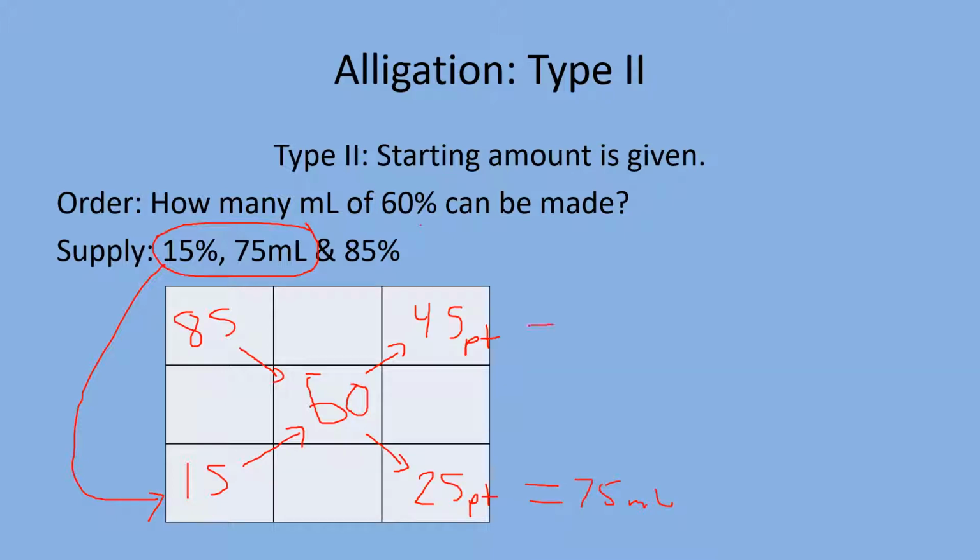So all you have to do is solve for 45 parts. How many mLs is 45 parts? Set it up. This is your conversion factor. You guys know how to convert. Week 2. So, how many mLs of 85% do you need? 45.